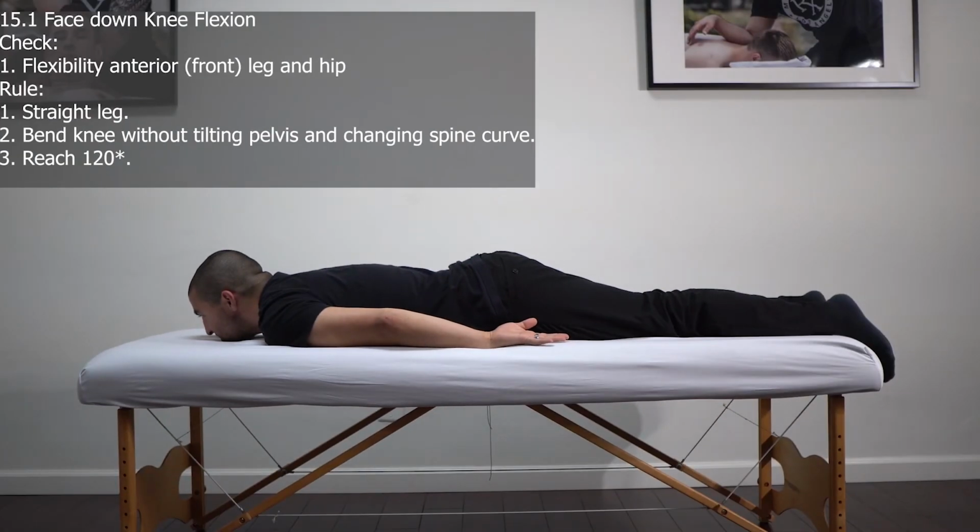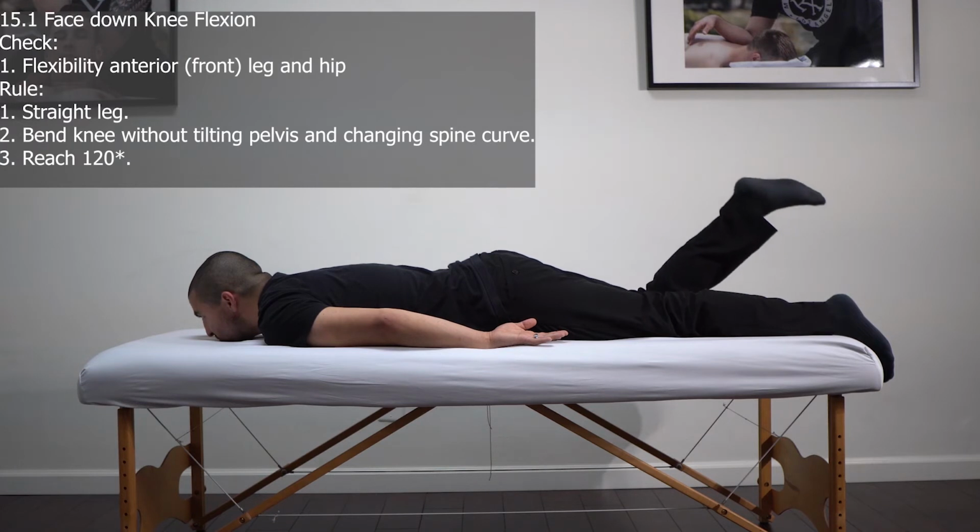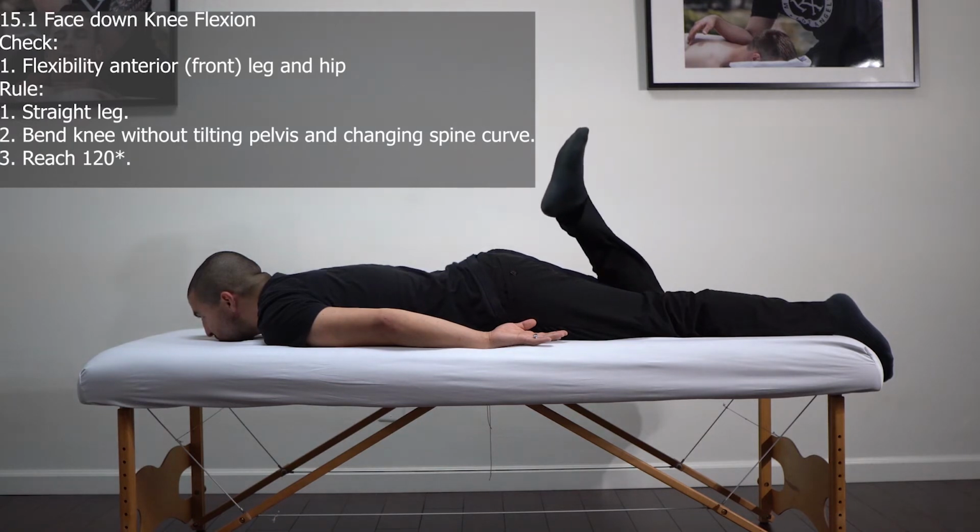Okay, next test, it's a face down knee flexion. In this test, we try to figure out the relationship between anterior leg and hip. We're gonna lay down straight. In this case, we're gonna use a massage table. You can lay down on the table, and we're gonna bend the knee without tilting the pelvis and changing spine curve. We're gonna bring it to 120 degrees.